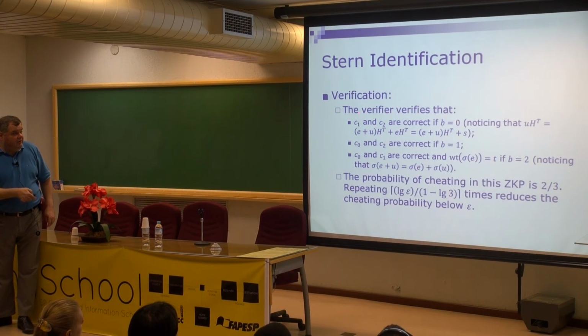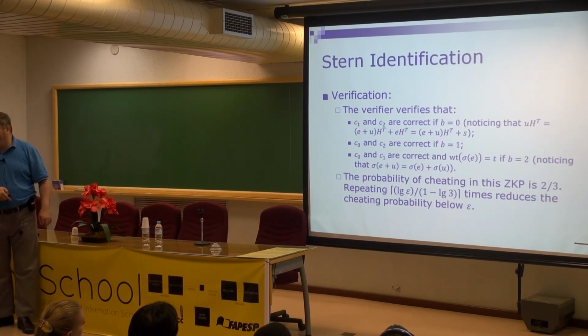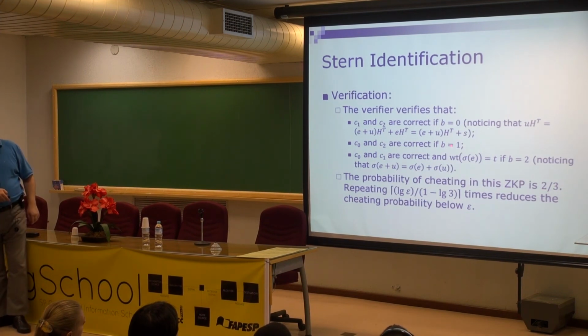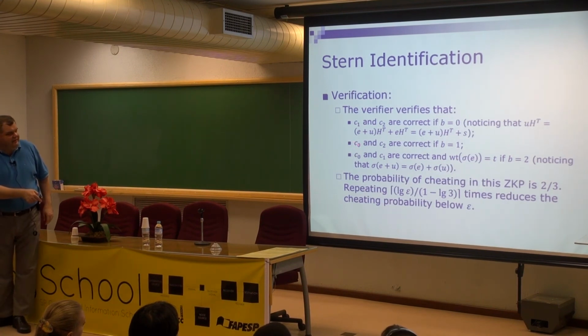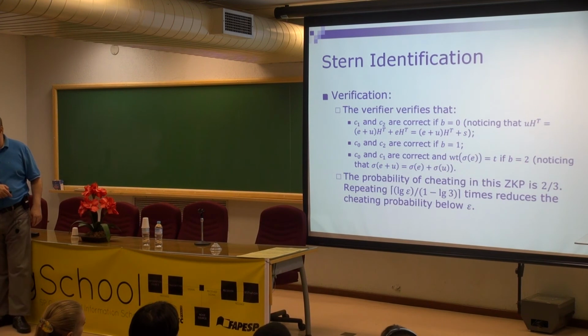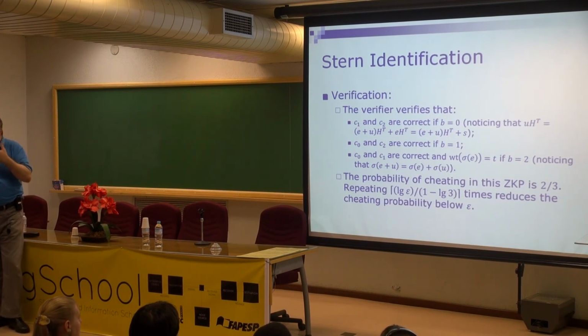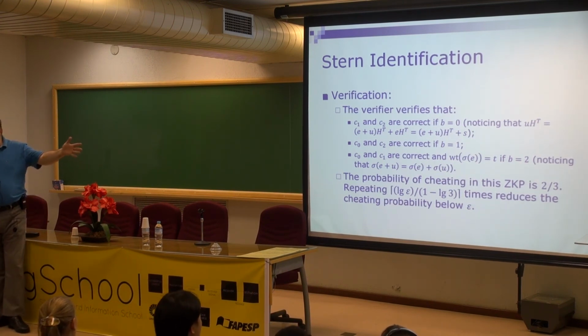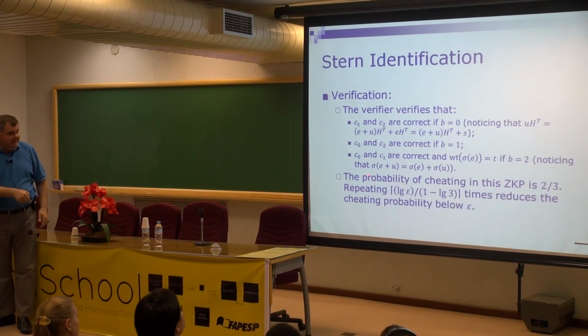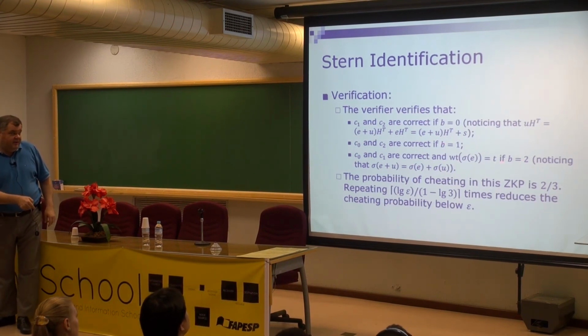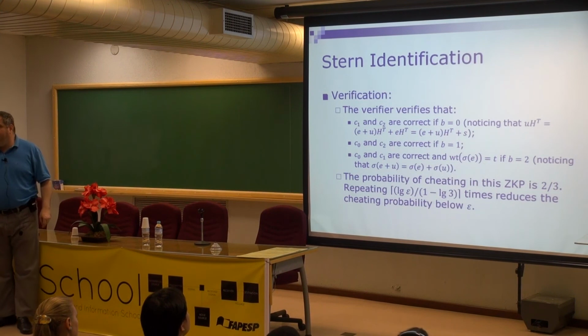So if B is 0, the verifier can check that C sub 1 and C sub 2 are correct. The maths are here. If B is 1, then the challenger can verify that C sub 0 and C sub 2 are correct, because enough information was revealed to allow for these checks to be made. And finally, if B is 2, the challenger can check that C sub 0 and C sub 1 are correct.